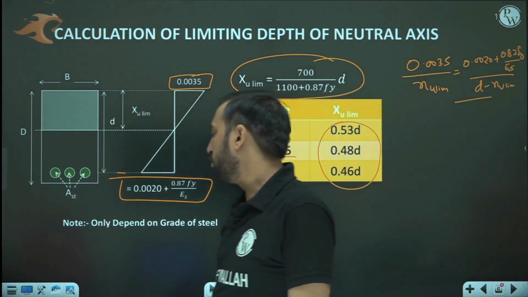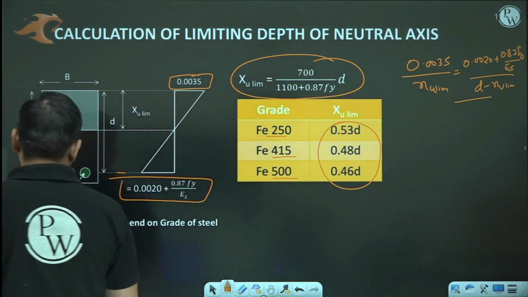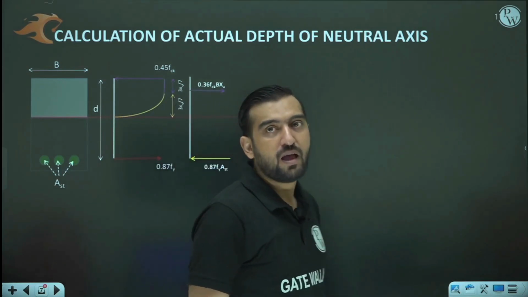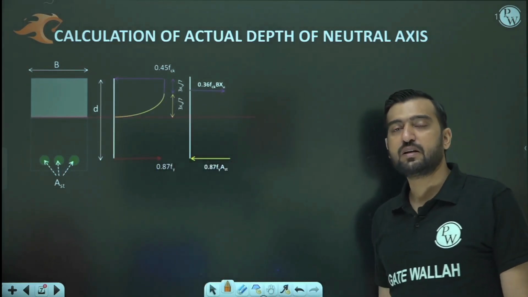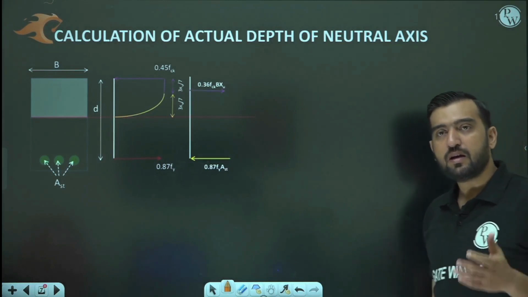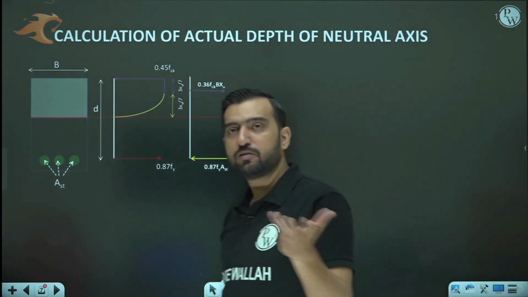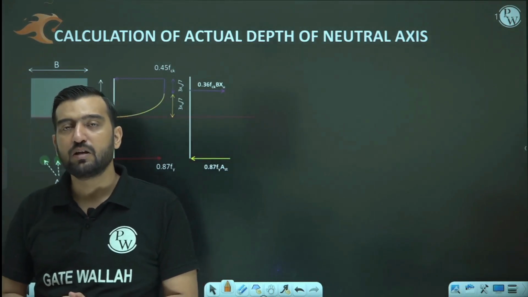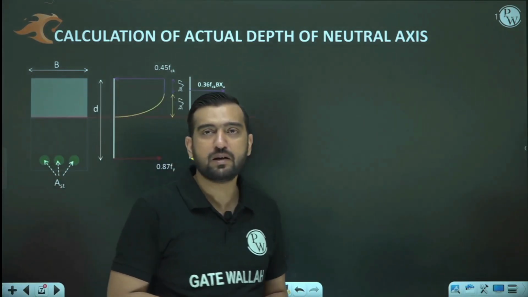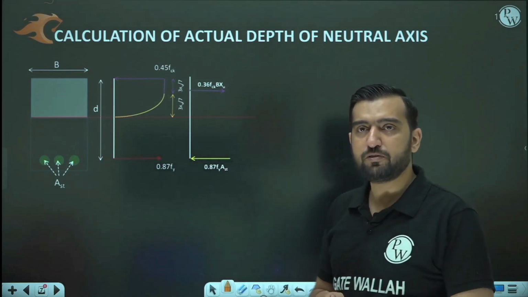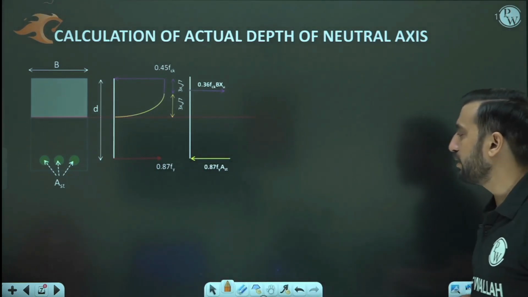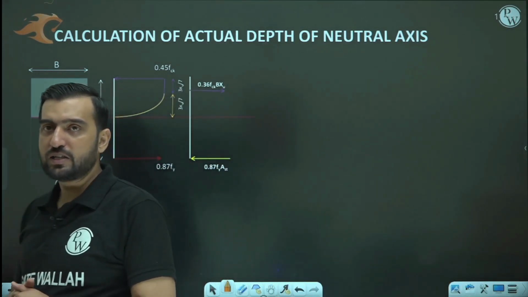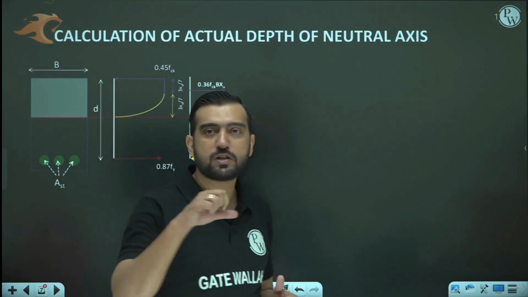After limiting depth of neutral axis, we will be studying how to get the actual value of neutral axis. Actual depth of neutral axis is that depth about which compressive forces and tensile forces are the same. Okay, so that is why it is neutral. So again we have to calculate net compressive force, and again we have to calculate net tensile force. Okay, and in the last session I have already told you the study of a stress block.